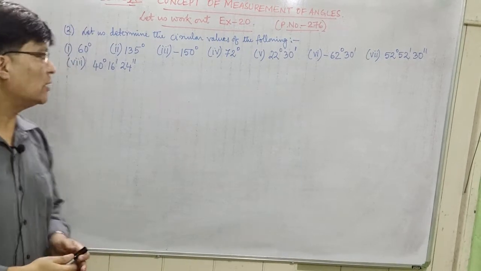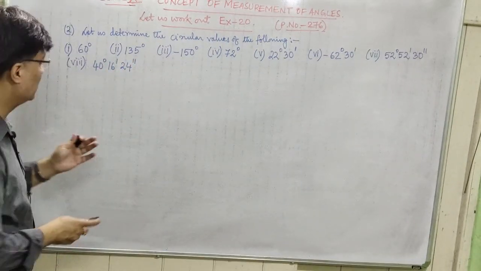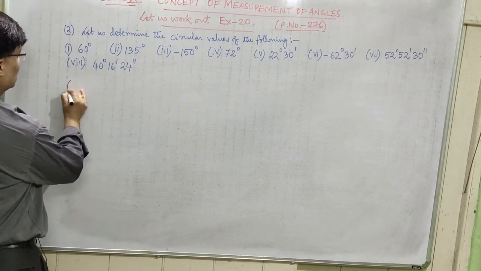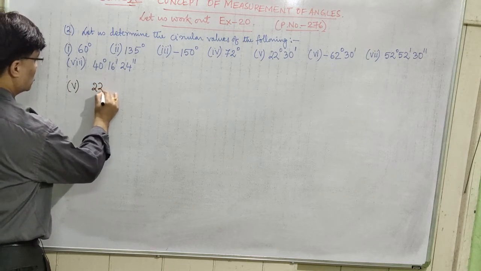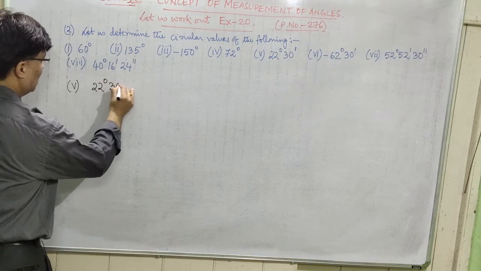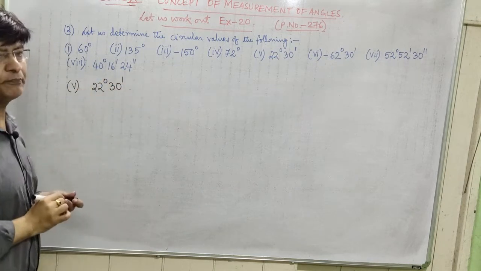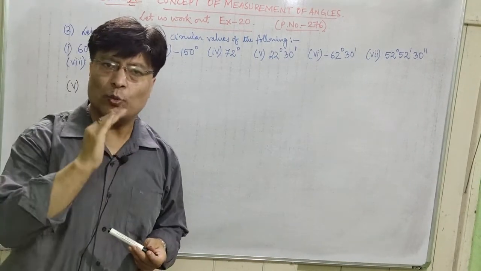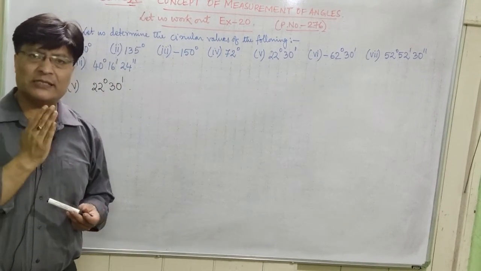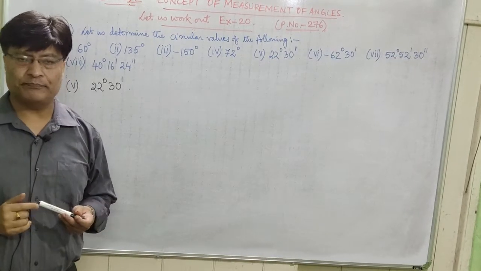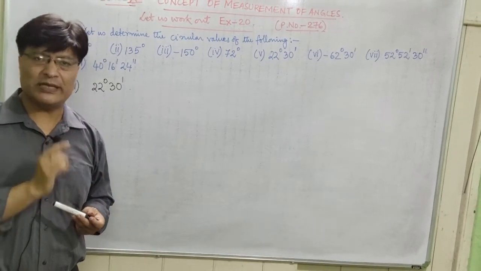So now we'll do the next question. That is question number 5. So question number 5 is given in terms of degree and minutes. That is 22 degree 30 minutes. Okay, but we know that 180 degree is equal to pi radian. So you have to convert these minutes into degrees again. You have to convert this minute into degrees.